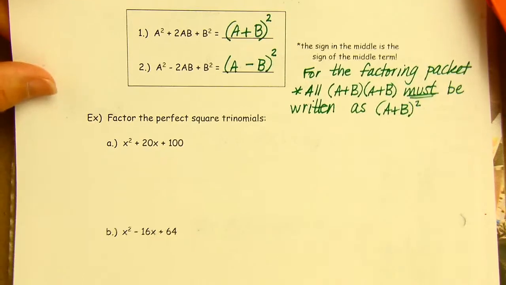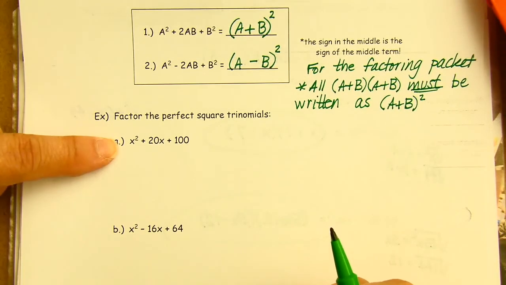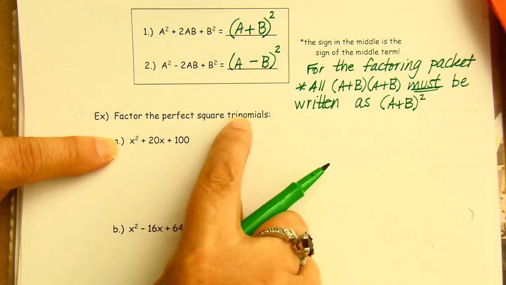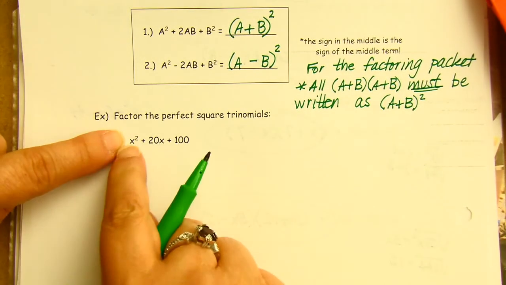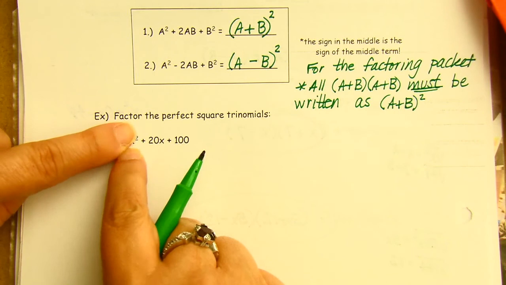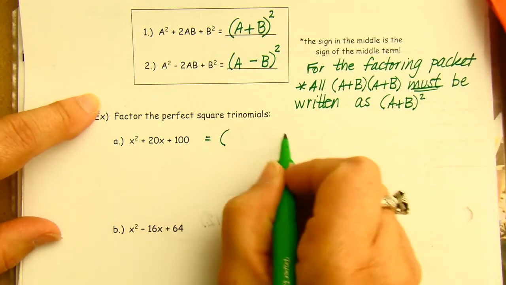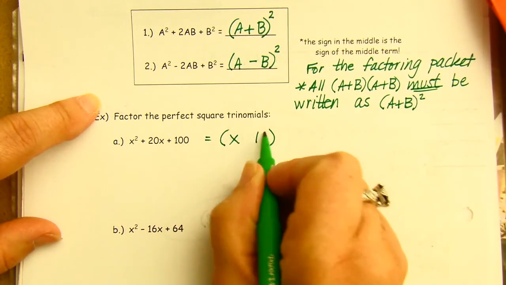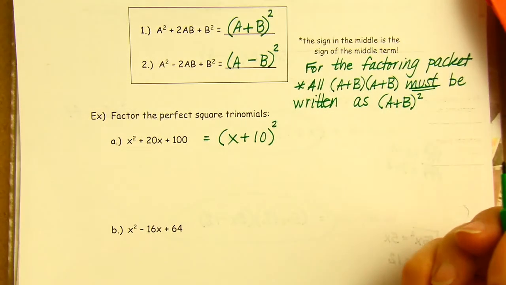All right, factor the perfect square trinomials. I have to ask myself, is this a perfect square trinomial? Well, it's telling me it is, but it's not always going to tell you that it is. So I'm saying the square root of x squared is x. The square root of 100 is 10. So this is looking like x and 10. Sign in the middle should be plus, and I'm thinking it's that squared. I'm going to test it.